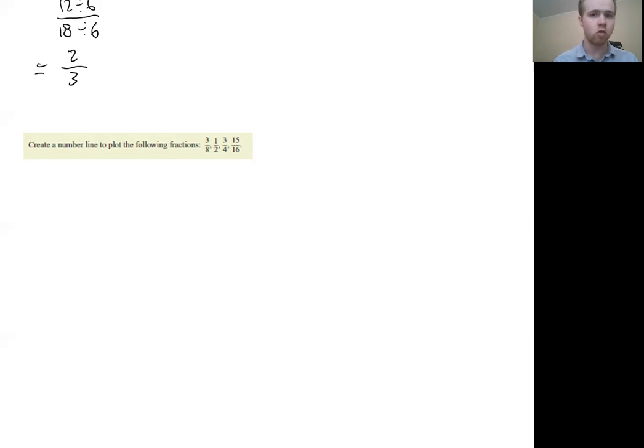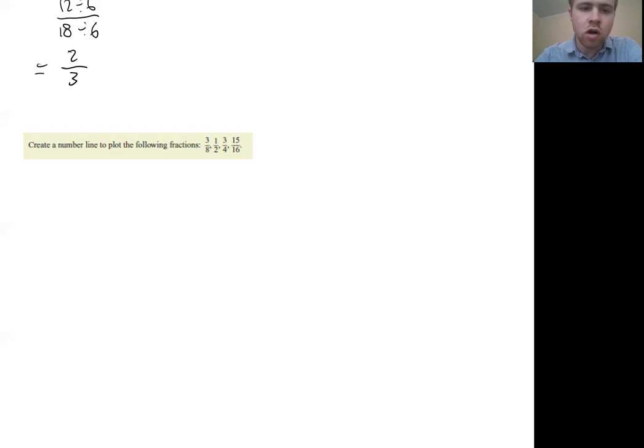Now before we draw our number line, we're going to convert all of these fractions so that they have the same denominator. It's much easier to compare fractions if their denominator is the same, because then you can just look at the numerator and see which one is bigger. So we need to find a common multiple of all of these numbers. We've got 8, 2, 4, and 16. We're going to think of a number that all of these numbers can multiply into, that is a multiple, remember, bigger than the number itself, or equal to.